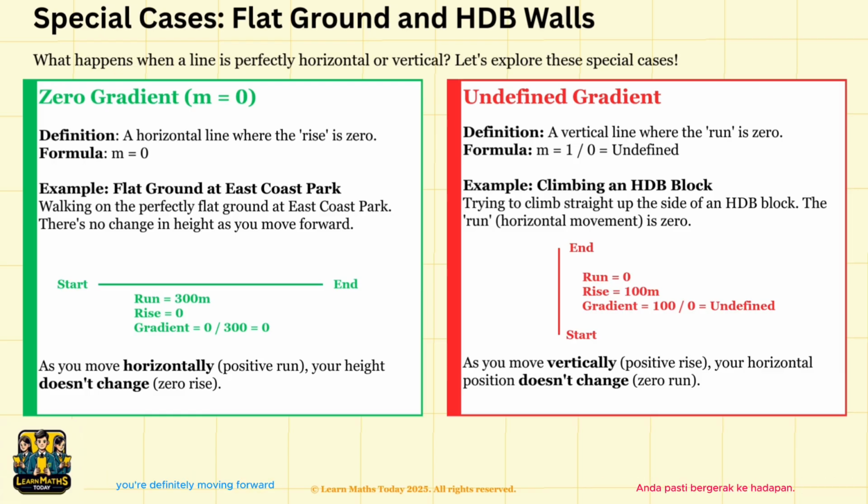You're definitely moving forward. You have a run of, say, 300 meters, but your height isn't changing at all. So if you apply the formula, 0 over 300 still equals 0. A zero gradient signifies a completely flat surface.